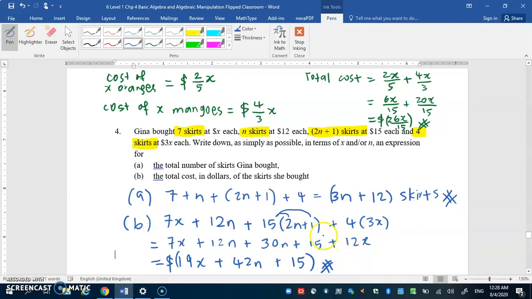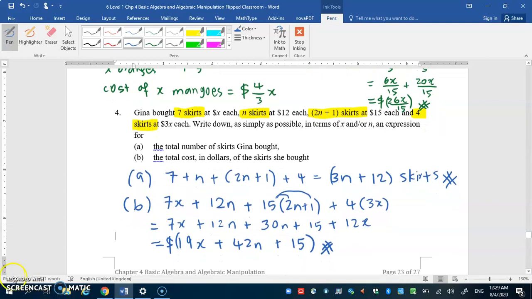I'm just going to do the rainbow method: 15 times 2N to get 30N, 15 times 1 to get 15, and 4 times 3X to get 12X. Then I must also add 7X plus 12N together with the 30N plus 15 plus 12X. The like terms are 12N and 30N to give me 42N. 7X plus 12X gives me 19X, and the 15 remains as 15. Inside your brackets, put the dollar sign in front because you shouldn't forget your units. This is the total cost of all the skirts that Gina bought. Very good.